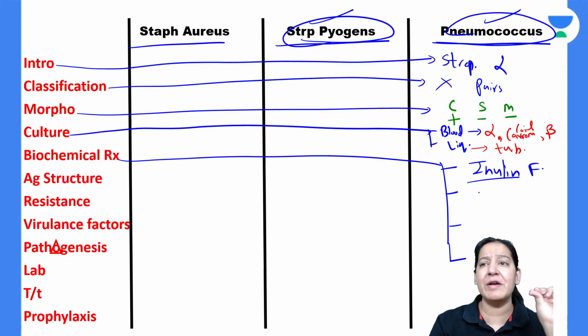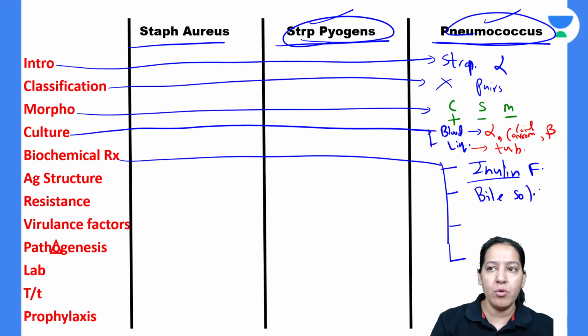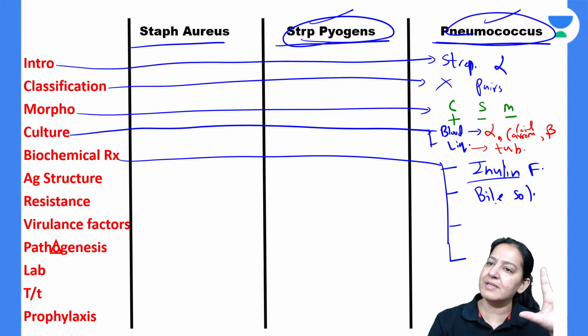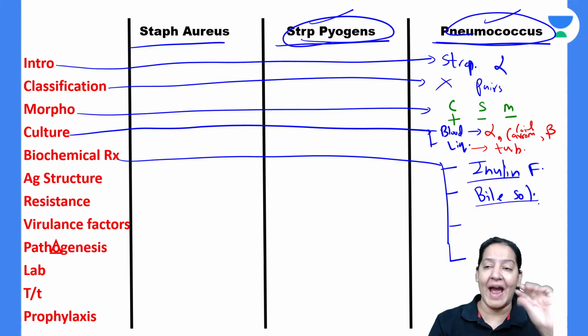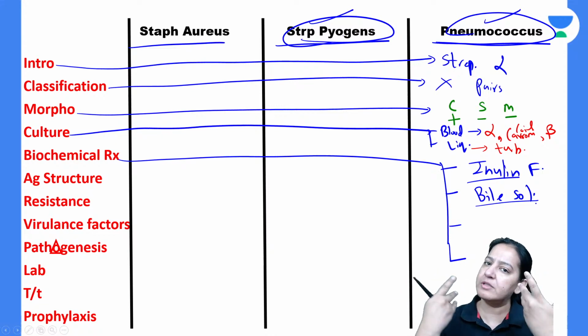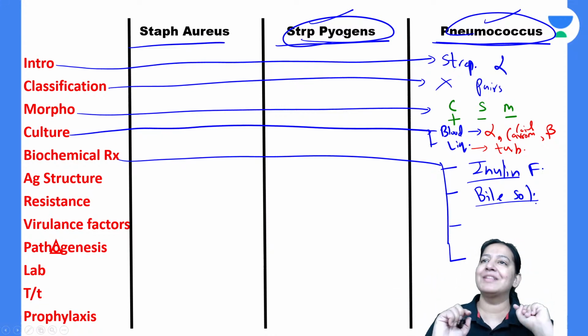The second is a special enzyme present inside the pneumococcus which causes its lysis. This test is known as the bile solubility test. Pneumococcus has an enzyme, amylase. Normally it is inactive, but in presence of bile it becomes active. On activating, it will degrade the cell wall of the pneumococcus and the pneumococcus will dissolve in bile. So that is known as the bile solubility test.